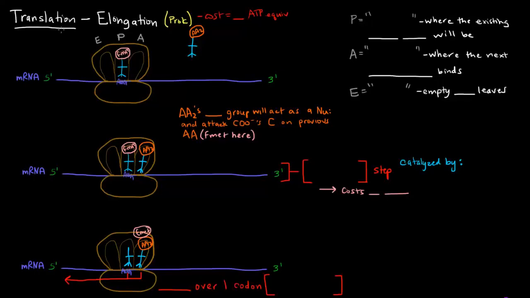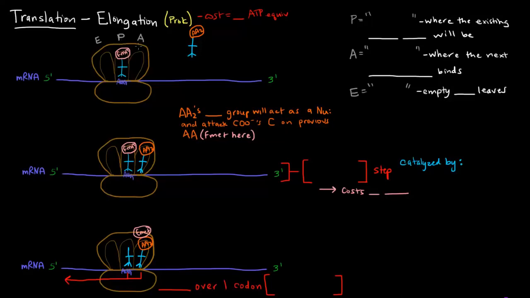Once translation has initiated, elongation can occur. Elongation specifically of the polypeptide chain. So after initiation, we have the formylated methionine tRNA hanging around in the ribosome, ready for elongation to occur. So it's specifically in the P site.